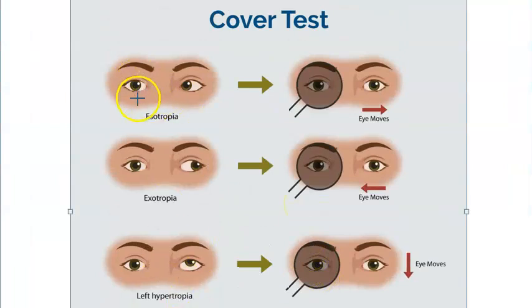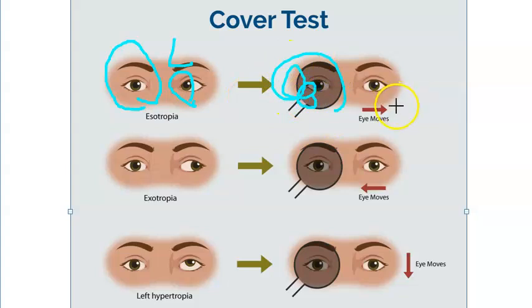So here you can see it's tropia. Definitely you can see this is left esotropia. You can directly see that. Now you're covering the right eye. When you cover the right eye, the left eye is moving out. So this is showing left esotropia. Is it clear, guys?